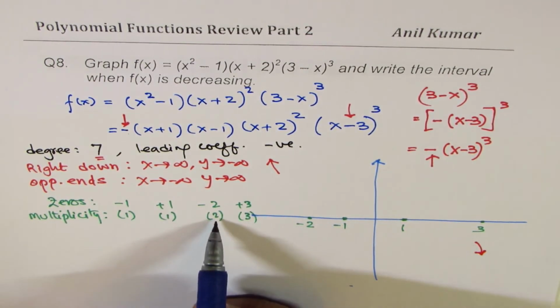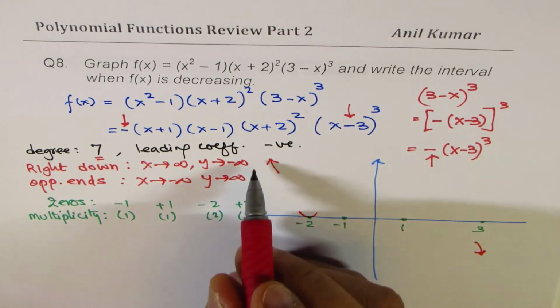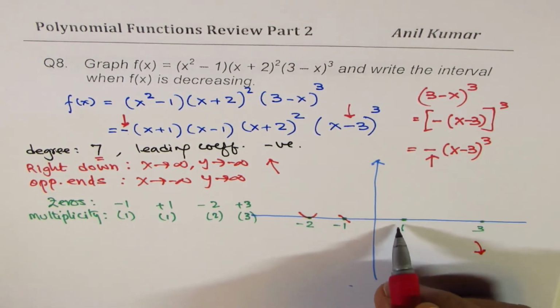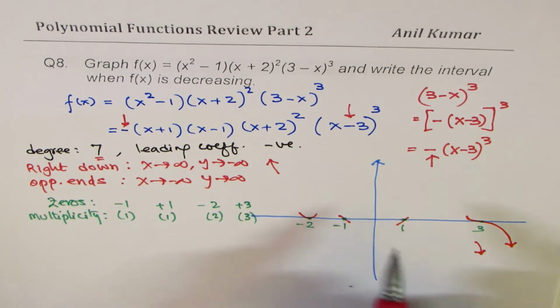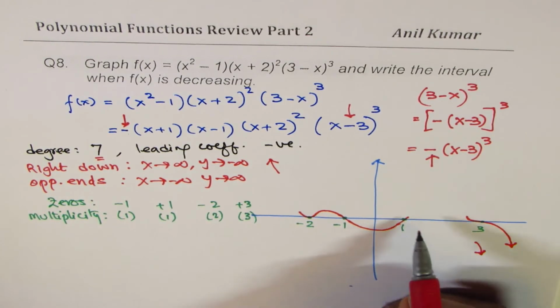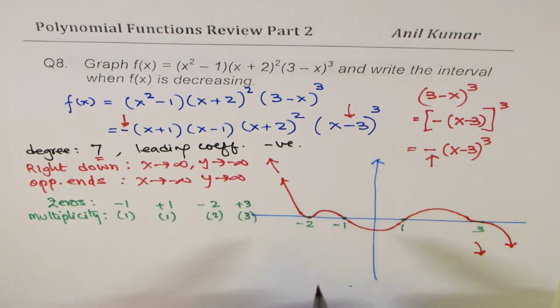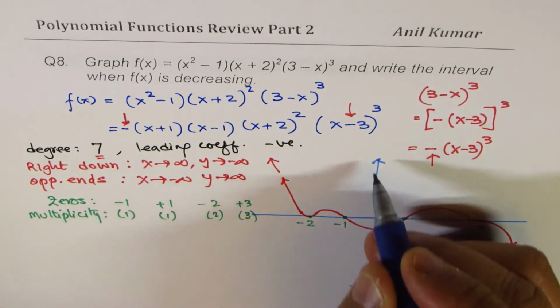Now -2 is of order 2, so the graph of the function will actually turn at this point, right? So it will kind of turn. We are coming from this side, it will turn back. At -1 it is linear, so it's going to cross. At 1 also it is linear, and at 3 it's kind of cubic, so it's going to go like this. Do you see that? So that is how it is going to go. So let's connect our points and draw the function. Do you see how? So that is how you could actually sketch your polynomial. So I hope it is absolutely clear.